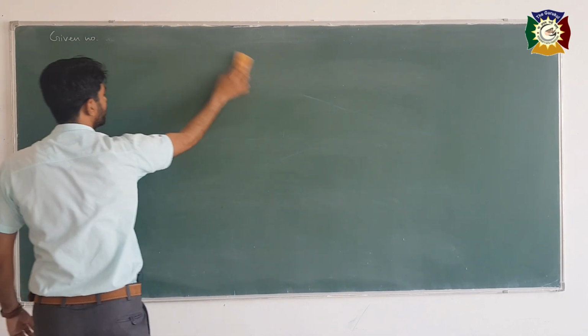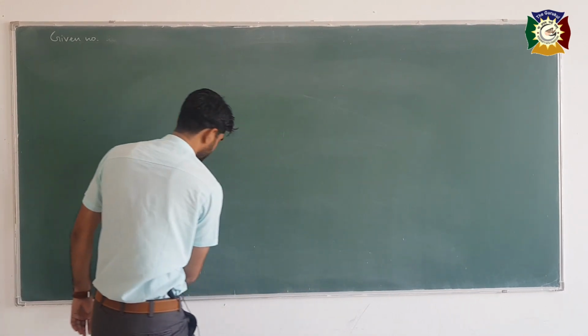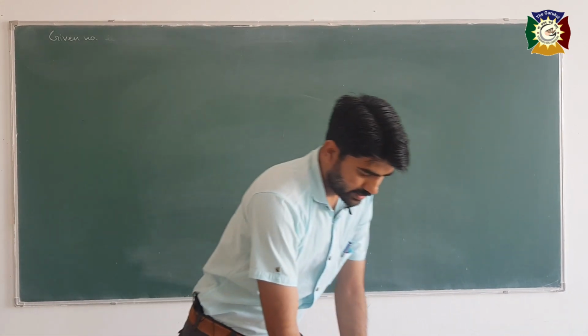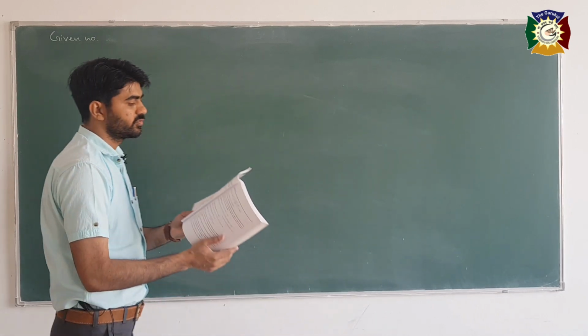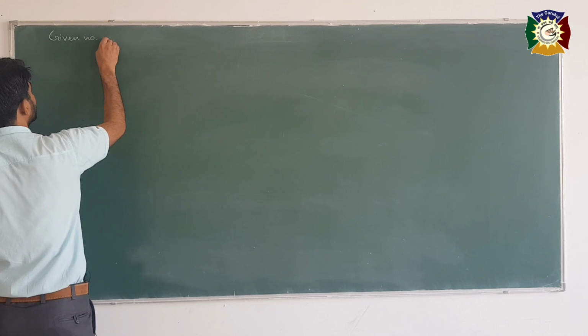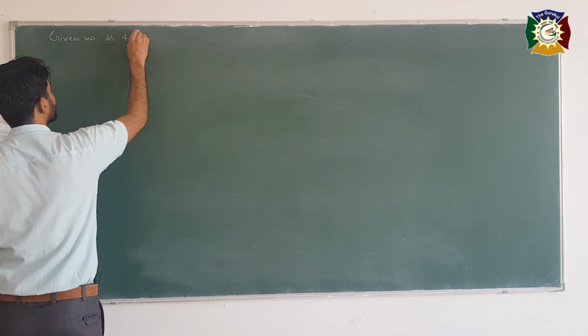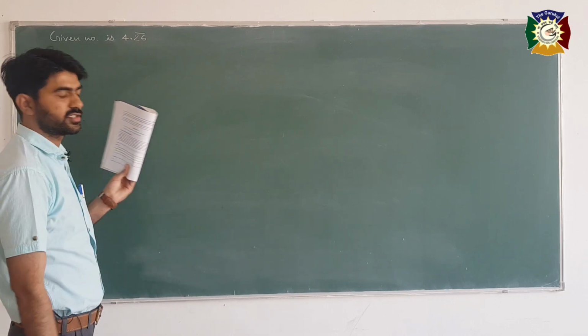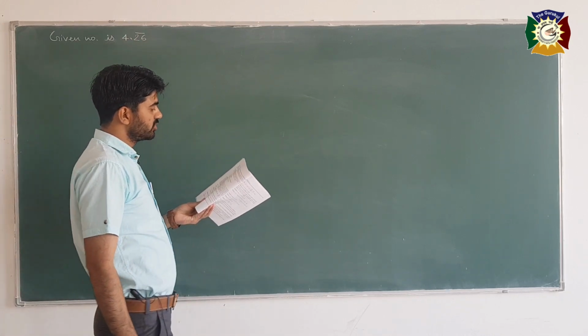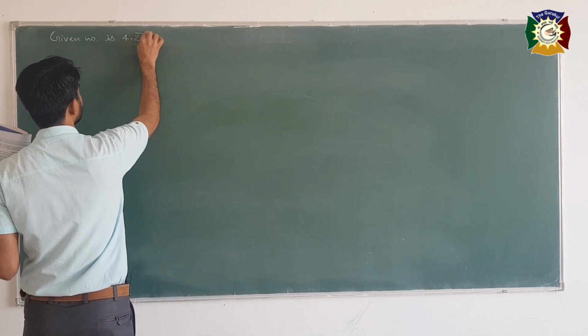Question number 2. Visualize 4.26 on the number line. The given number is 4.26, with the bar on both 2 and 6. We have to visualize this number up to 4 decimal places. This is the given number.